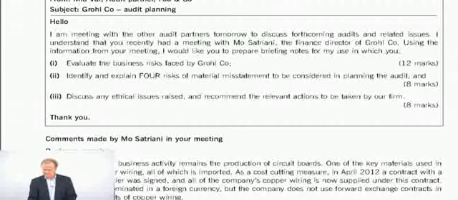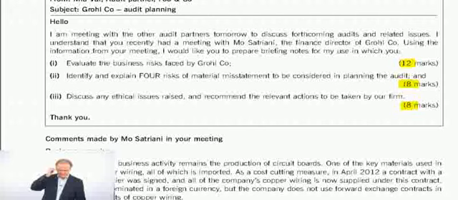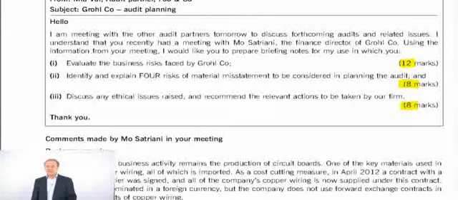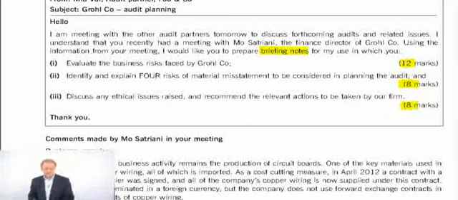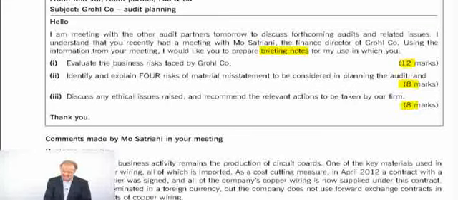Well, we can see it breaks into 3 bits, 12, 8, 8. I'm meeting with the other audit partners to discuss forthcoming audits, meeting with Mo Satriani. If you're a fan of rock music, I hope you're enjoying all these very famous names. The finance director of Grohl. Using the information from your meeting, I would like you to prepare briefing notes. Oh, what a surprise. Every sitting, don't forget, has been briefing notes. For my use, in which you evaluate the business risks.